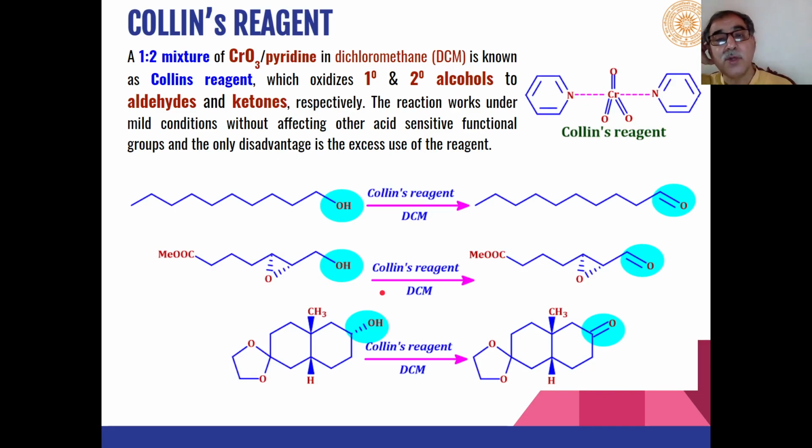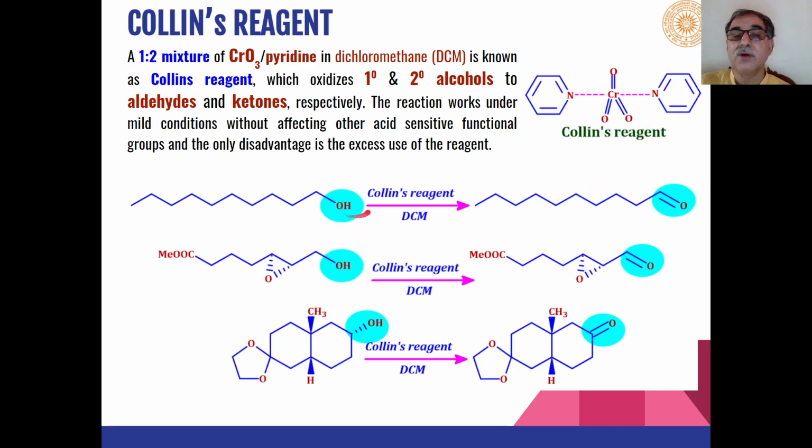Then next is Collins reagent. Collins reagent is different from Sarett reagent in only one way, that this is a 1:2 mixture of chromic anhydride and pyridine using dichloromethane as the solvent. In Sarett reagent, we are not using any solvent like dichloromethane. So this Collins reagent also oxidizes primary and secondary alcohols to aldehydes and ketones. So this is the structure of Collins reagent. One molecule of chromic anhydride reacts with two molecules of pyridine to give us a 1:2 mixture of the reagent.